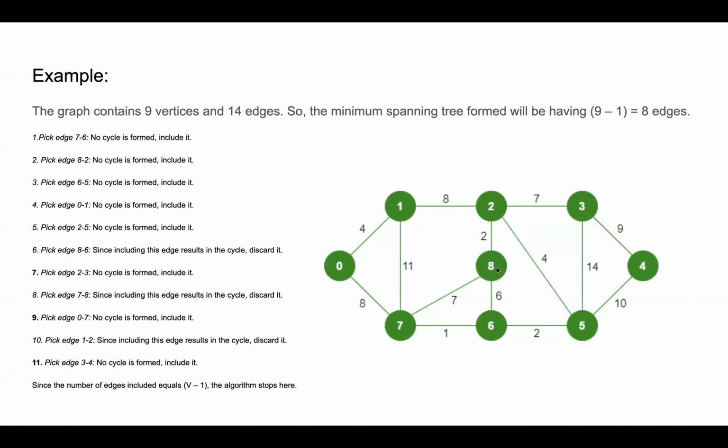Here we have used Kruskal's algorithm, which deals with the edges. If the number of nodes is n, then n minus 1 is the number of edges in the spanning tree. The only property is that there should not be any cycle. We have to keep this in mind when forming the spanning tree.